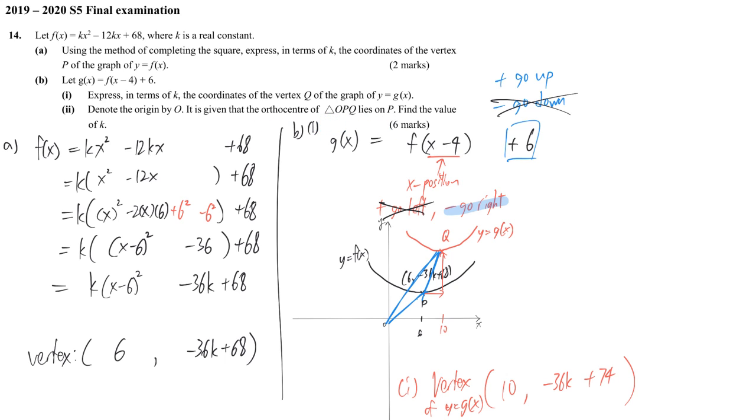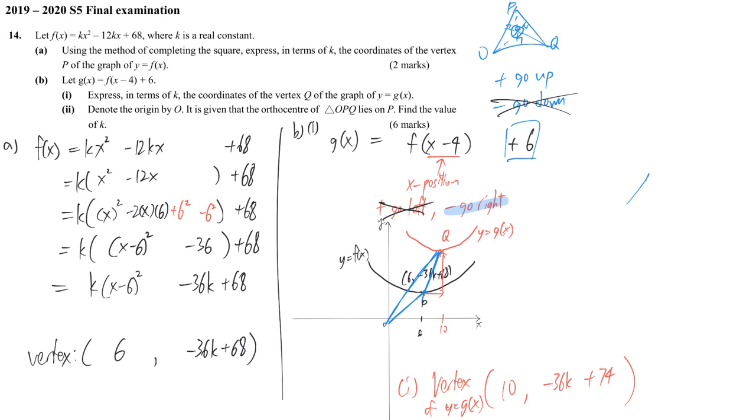Orthocentre, that means, OPQ like this. From one vertex, we draw a perpendicular line to the side. This line is called altitude. We repeat the same thing on all vertices. Then the intersection point, this is called the orthocentre.